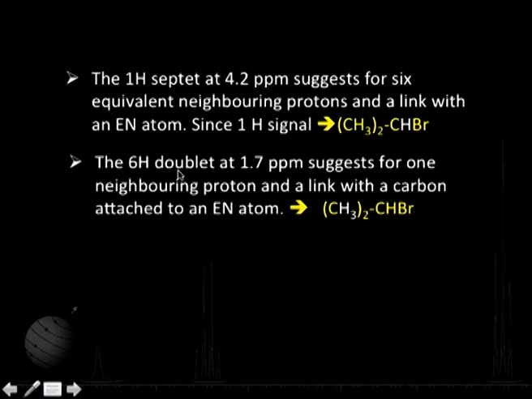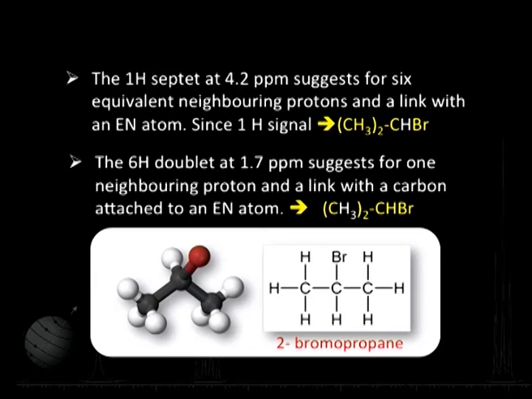Second thing is the doublet at 1.7 ppm. This again, as in the previous case, is a doublet, telling me that there is only one neighbor here. So, essentially I am looking at these 6 protons here. And there is only one neighbor, and this neighbor is a carbon atom attached to an electronegative atom. That is why this is coming at 1.7 ppm. Otherwise, methyl groups are expected to be at around 0.8 to 1 ppm. So, with these two pieces of information put together, we can work out the structure to be 2-bromopropane.